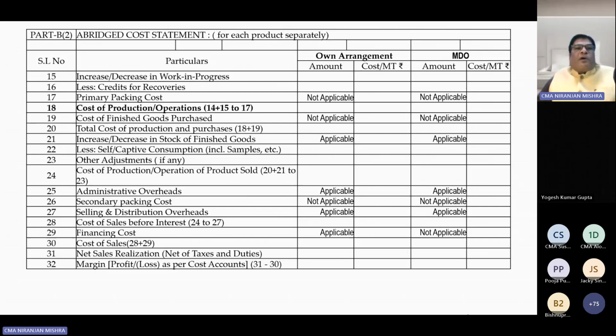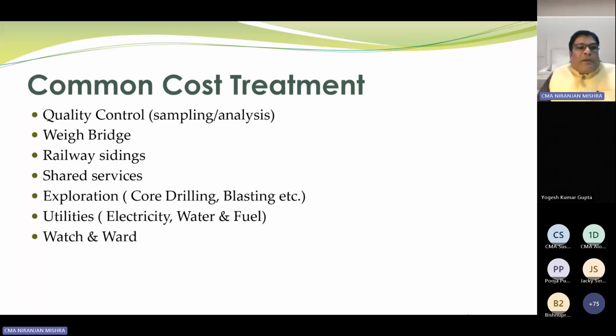Now come to the common cost. They are very vital. If the company has introduced the CO module, if they maintain the accounts through SAP and introduce the CO module, then I think this is possible. Otherwise, the company has to maintain manual records so that we can separate the cost.